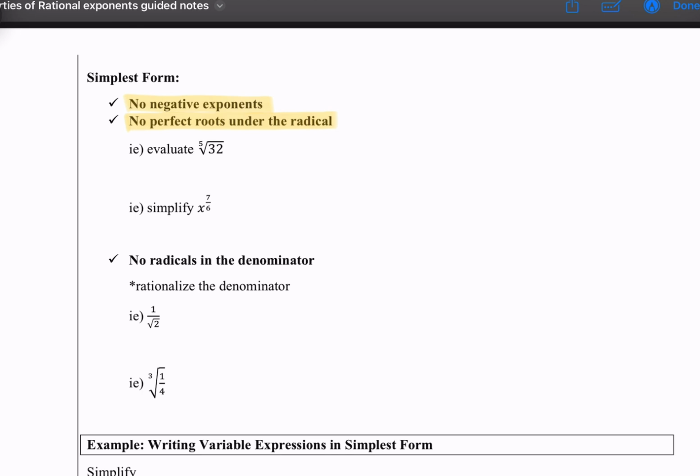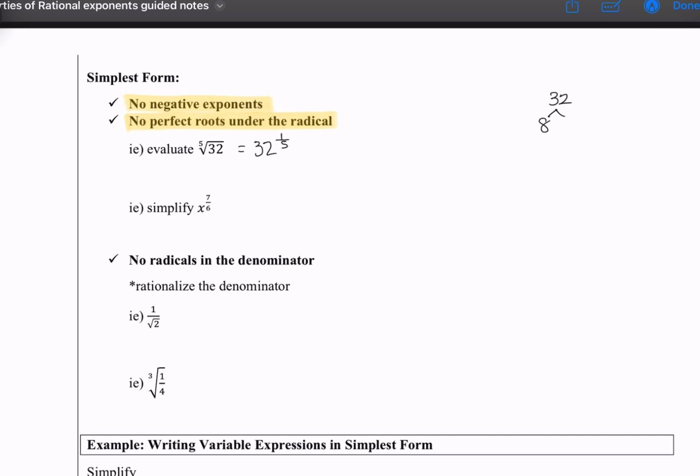Now, this first example, evaluate the 5th root of 32, might seem really easy to some of you because maybe some of you realize, hey, that's just 2. Well, why is that 2? All right, so if I take the 5th root of 32 and I write it using rational exponents, this would be 32 to the 1/5 power. And 32 is actually 2 to the 5th power. And if you don't know that, get really used to your factor trees.